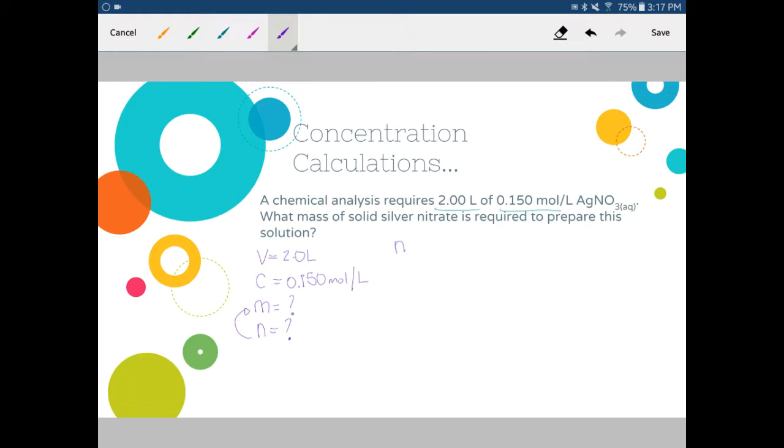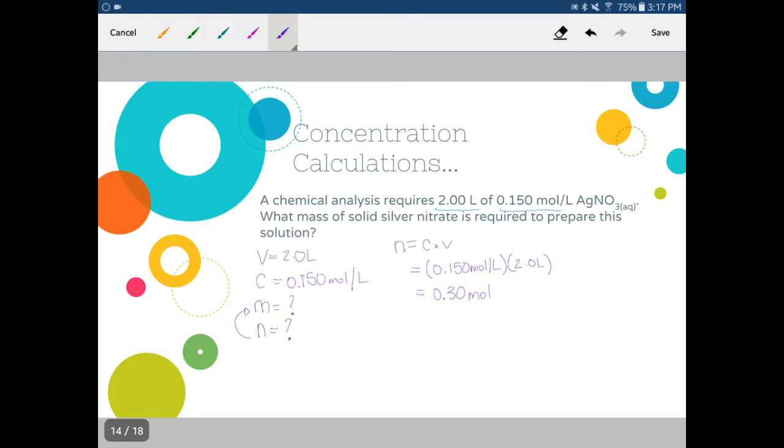So again, from our previous slide, we know that n equals C times V. So my concentration of 0.150 times 2 liters gives me 0.30 moles. Not moles per liter, just moles.